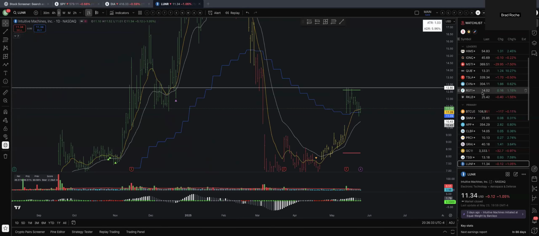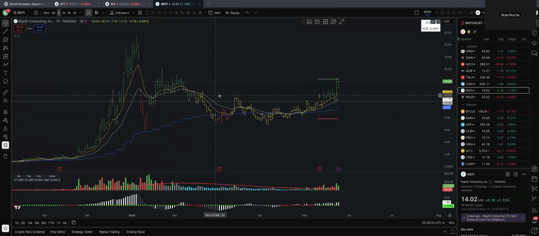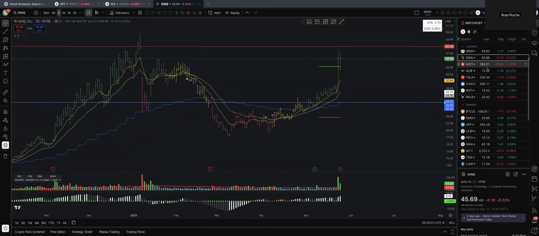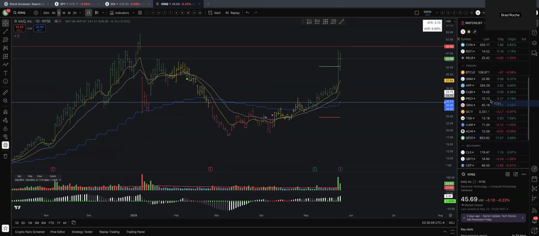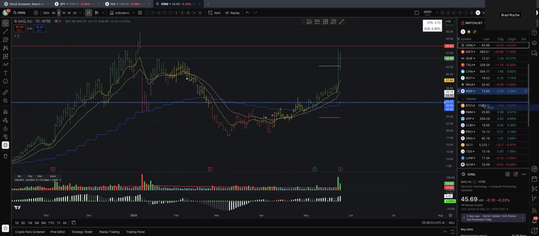And then, of course, pay attention to the quantum names. They're still setting up, like the QUBT, the IONQs, the RGTI, all that good stuff. So keep an eye on those, and we'll continue to trade them as they continue to trade upside. So I hope this helps.